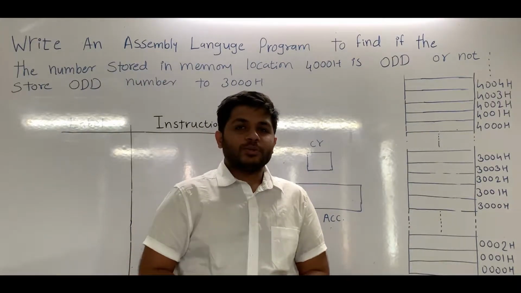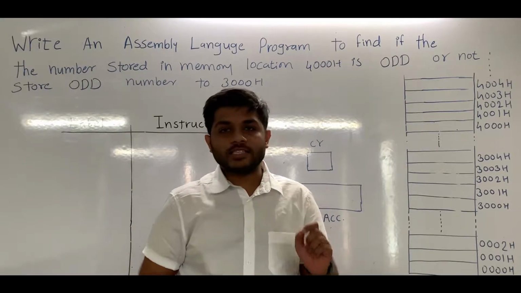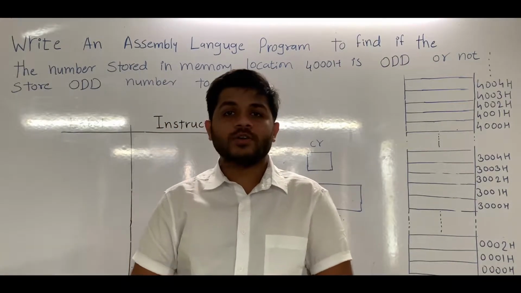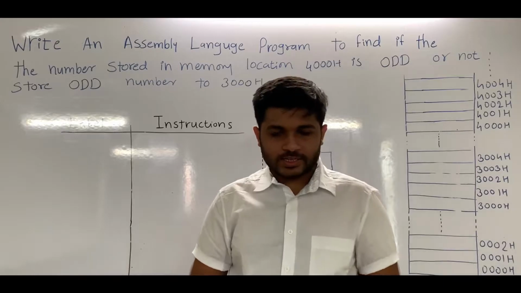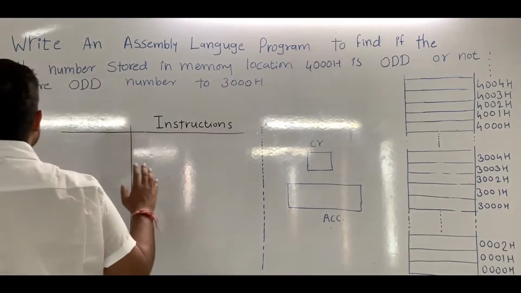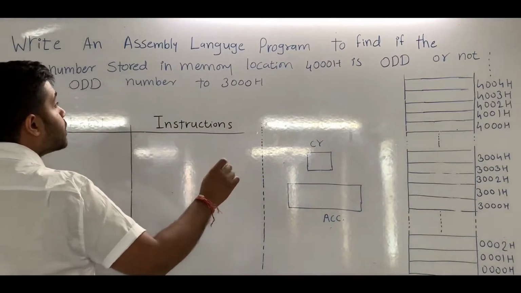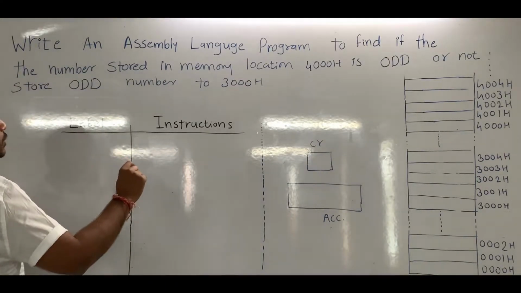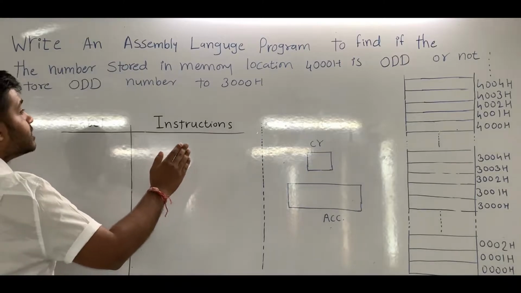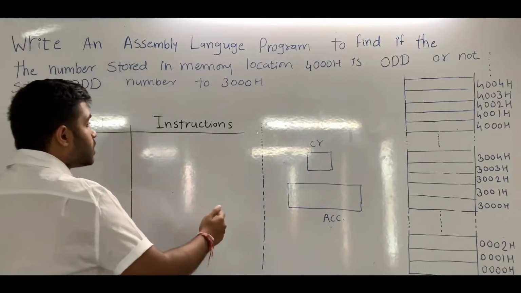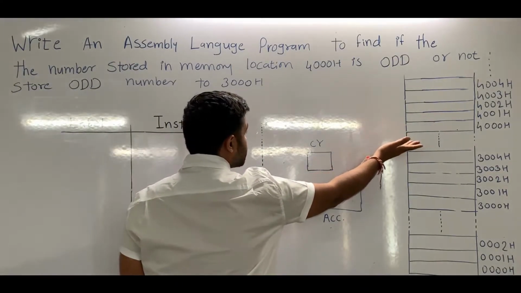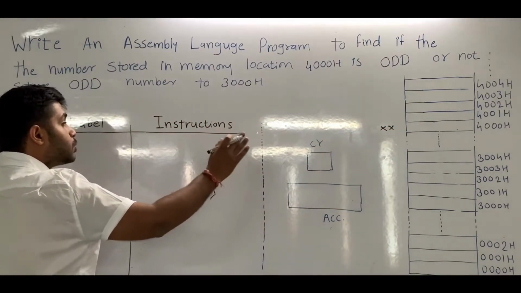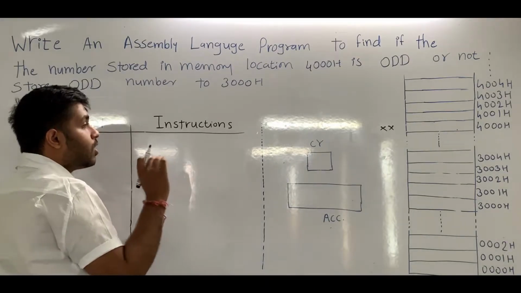So hi everyone, today we are going to see the assembly language program to find whether the number is odd or not. Okay, so let's see the question. The question is, write an assembly language program to find if the number stored in the memory location 4000H is odd or not. So in the 4000H, some number will be stored. Okay, and we have to find whether the number stored in the 4000H is odd or not.